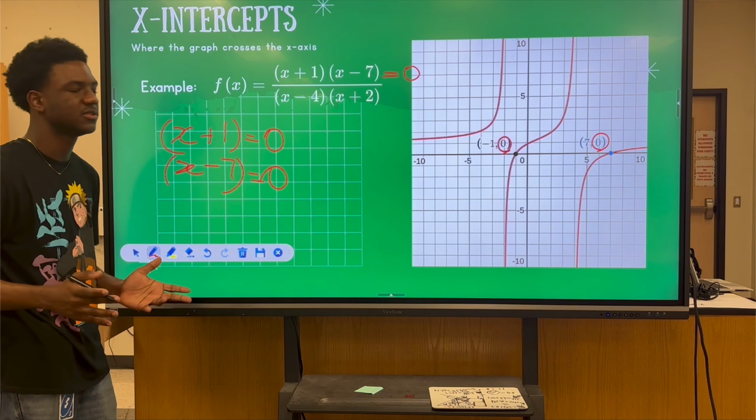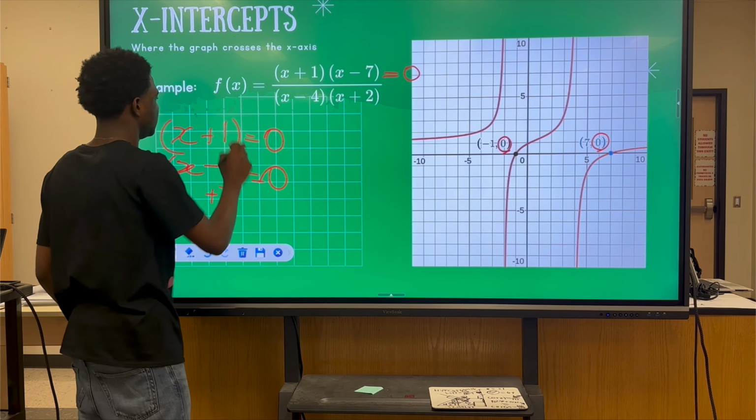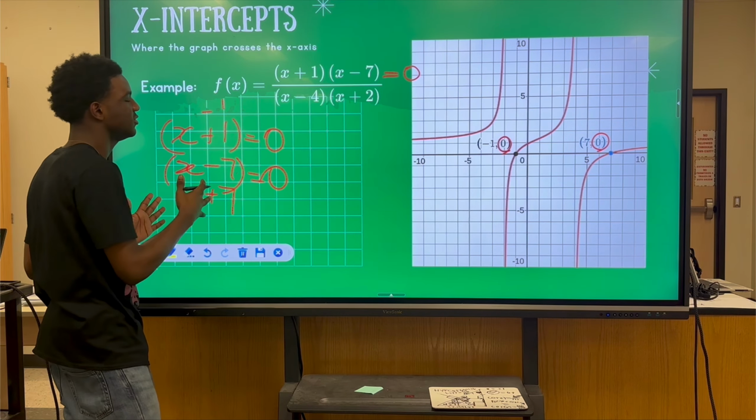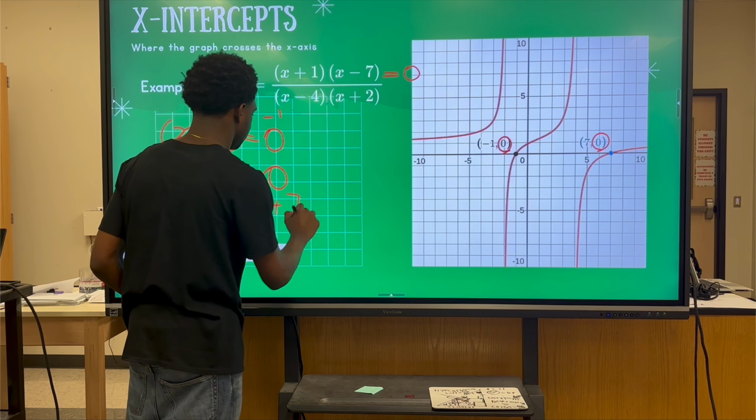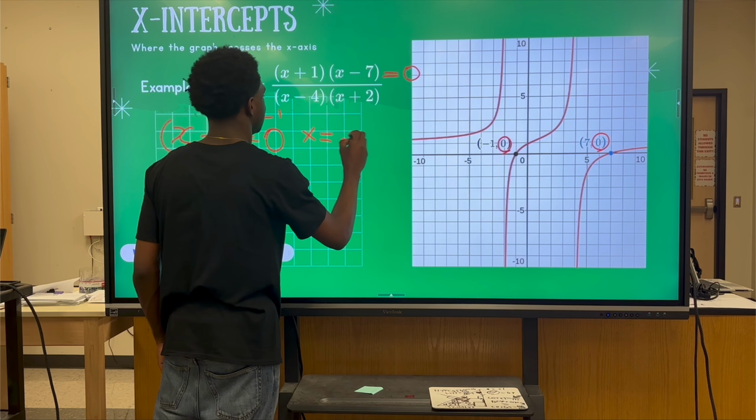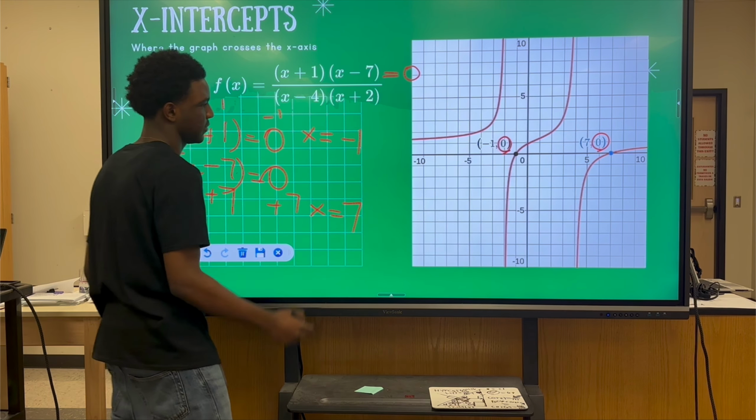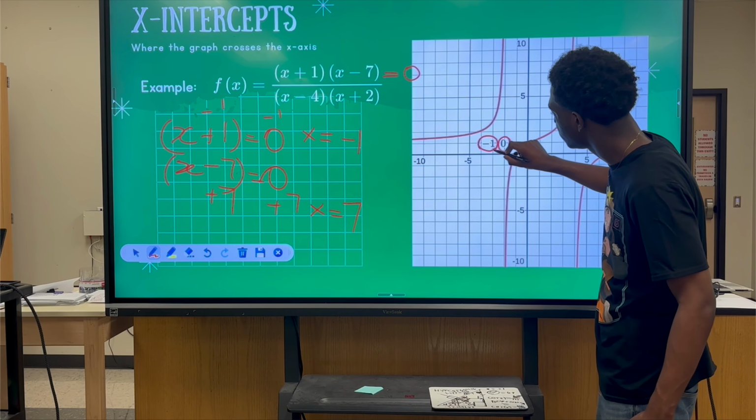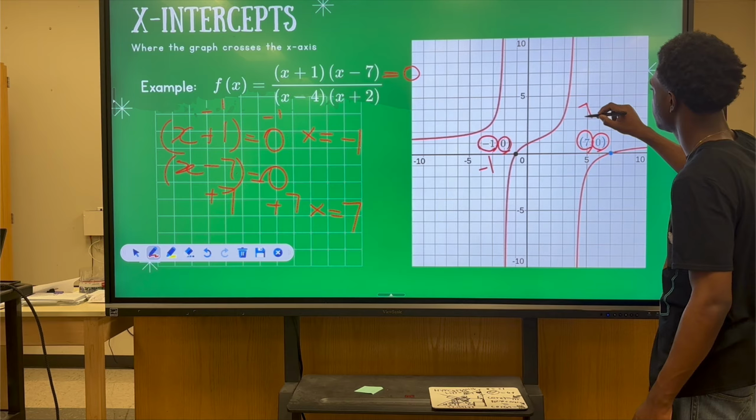So how do you do this? You do this by adding 7 to this and subtracting 1 from here. Whatever you do to one side, you do to the other side. So you subtract 1 from here, so you add 7 to here, giving us x equals -1 and x equals +7. For these, you got the x-intercept here to be -1, and the x-intercept here to be +7.